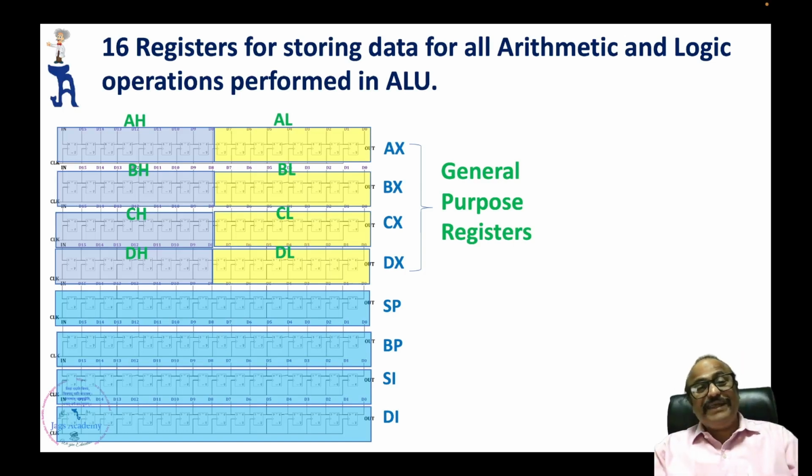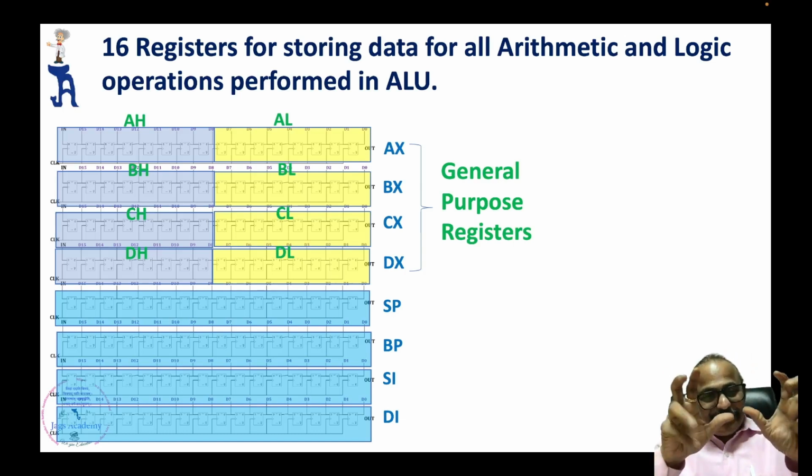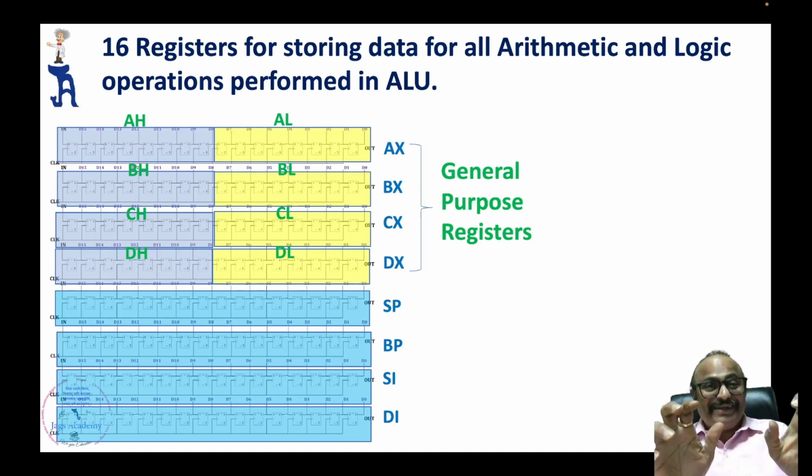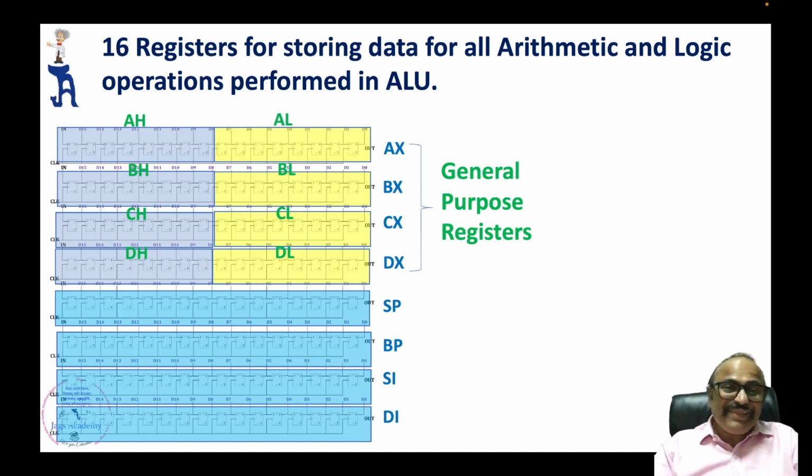Similarly, BH and BL, CH and CL, and DH and DL. Using a 16-bit register as two separate 8-bit registers is possible only with the general purpose registers. You cannot use the SP, BP, SI and DI registers as two separate registers. You have to use them as full 16-bit.